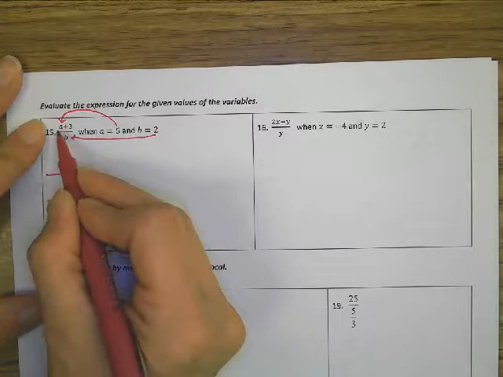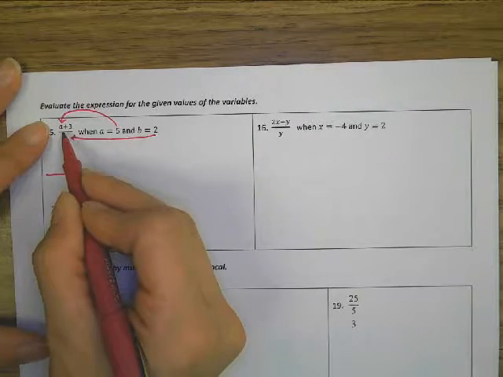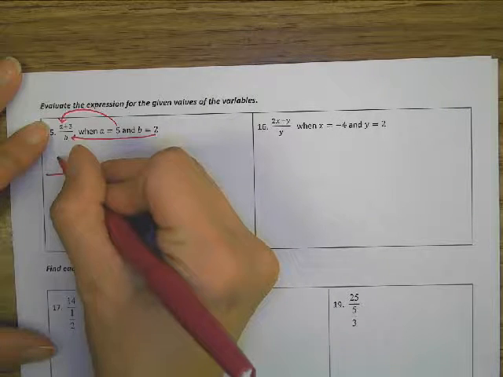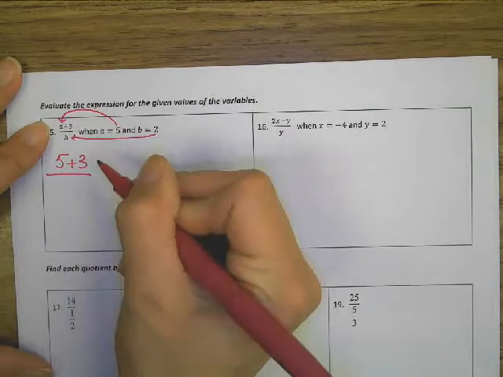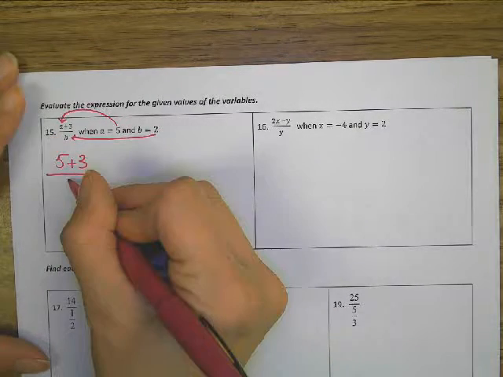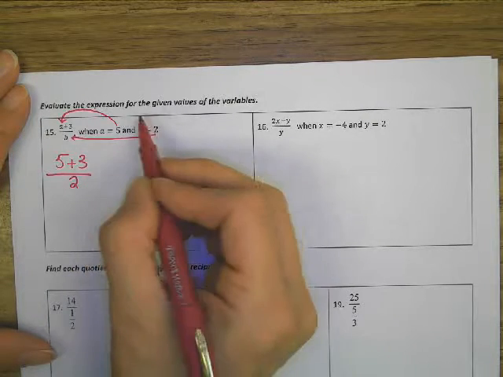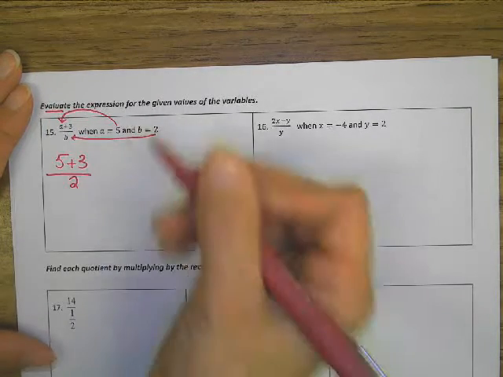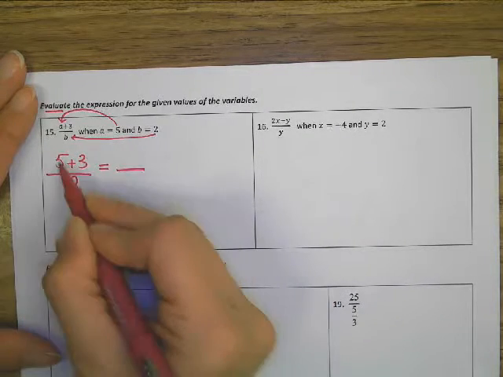And don't write B in the bottom. Let's plug in a 2. Okay, we're going to evaluate for the given value. So I need to find the value. All right, let's clean up the numerator. So I want to write a simple numerator. 5 plus 3 is 8. And then we've got a 2. 8 divided by 2 is, go ahead and put your final answer on the paper.